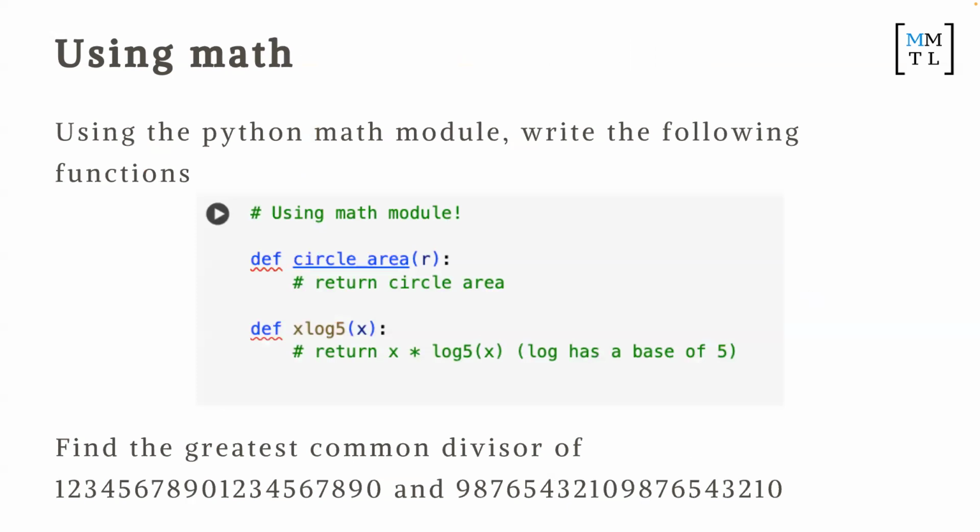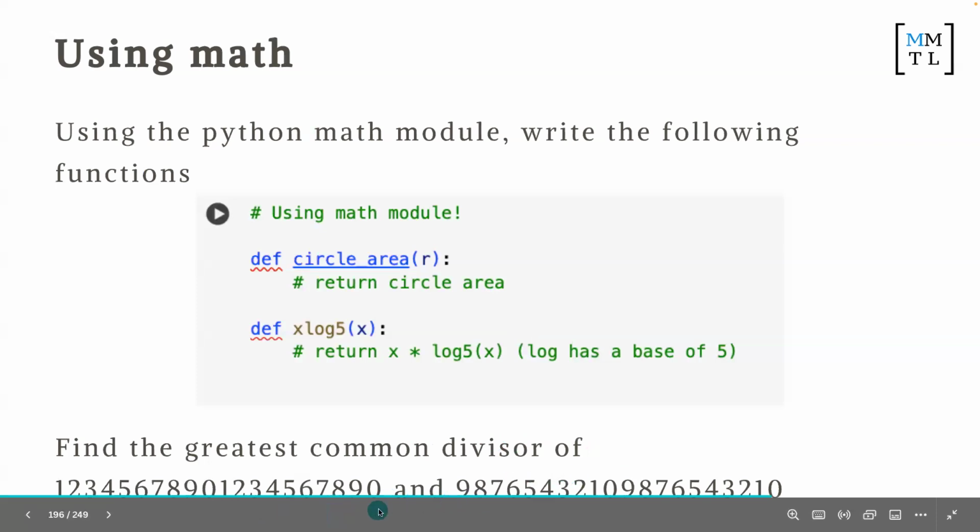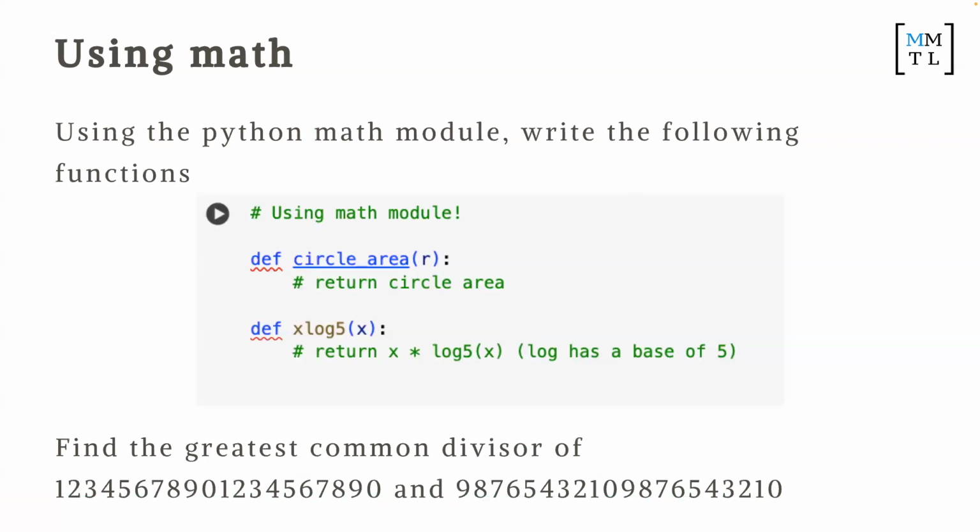So let's have a go using some other people's modules. Using the Python math module, let's write the following functions: a function for circle area, which takes as input the radius, and a function for x log 5, which basically returns x times log base 5 of x. And also find the greatest common divisor of these two super long numbers. To do that, you're going to need to search up the Python math module and read the docs to find everything that you need.